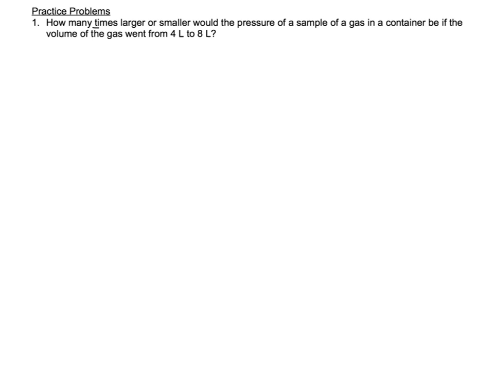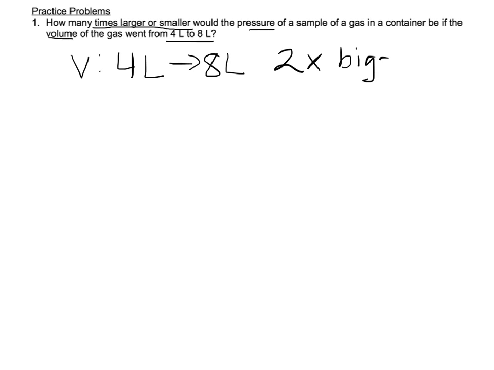So the first thing you have to do in a conceptual problem like this is understand that we are looking for a factor. How many times larger or smaller the pressure would be given the fact that this volume is changing from 4 to 8. So since we're looking for a factor of how many times, we need to figure out how many times bigger or smaller the volume is. So in this problem, our volume goes from 4 liters to 8 liters. So 4 to 8, that's 2 times bigger, or larger. Okay, so now we know what factor it's changing by.